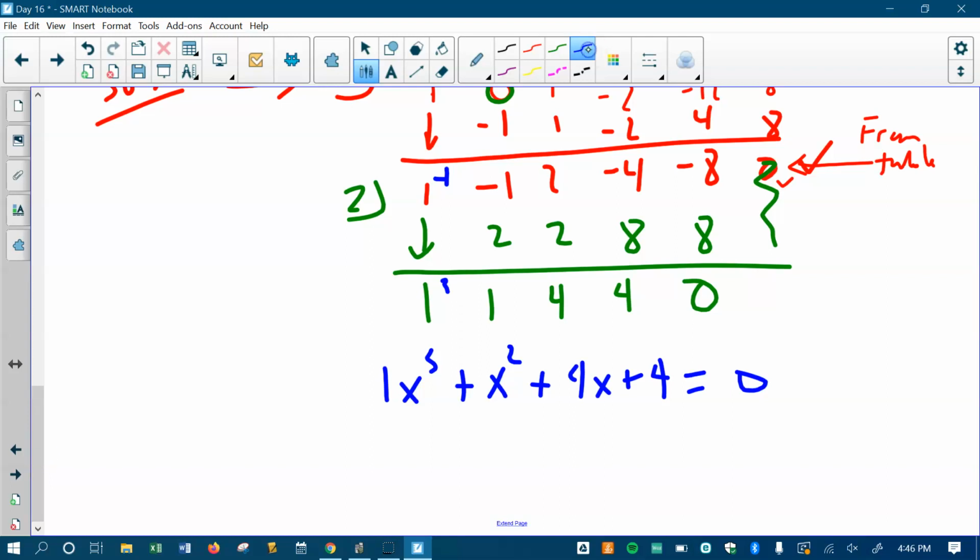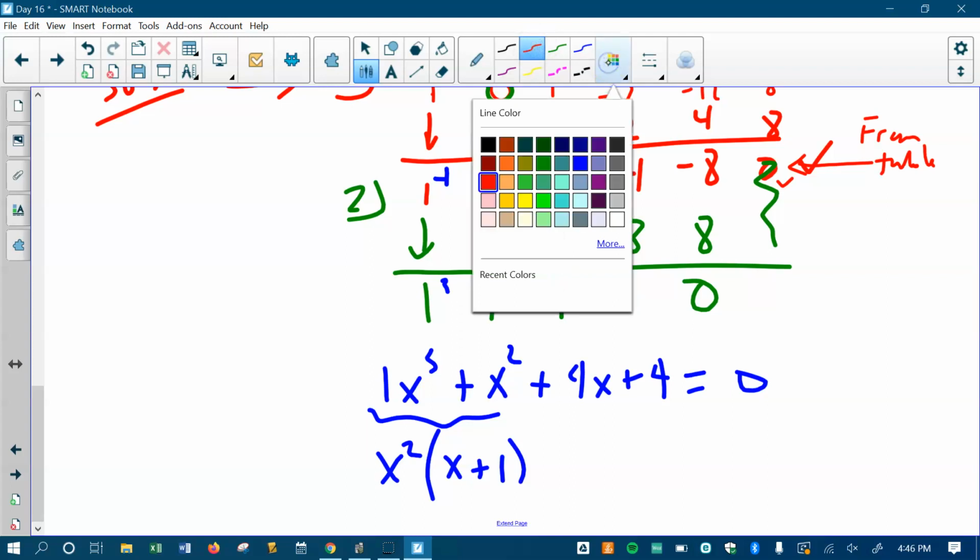Let's do grouping and see if this works. I can take something out of these two. I can take something out of these two.